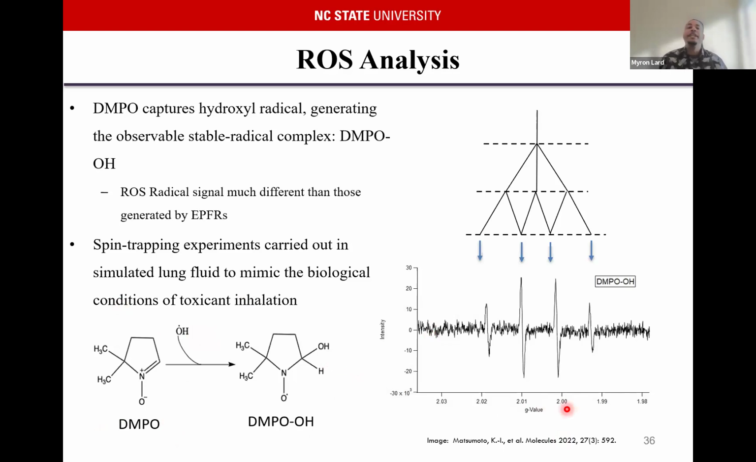We use simulated lung fluid when we do this spin trapping experiment, because this better mimics the biological conditions of the inhalation of these toxicants. We've done these reactive oxygen species tests in a number of buffer systems, but we found that doing it in the simulated lung fluid is the most biologically relevant. So that is what we do when we want to test how these real-world soils would react in our biological system.